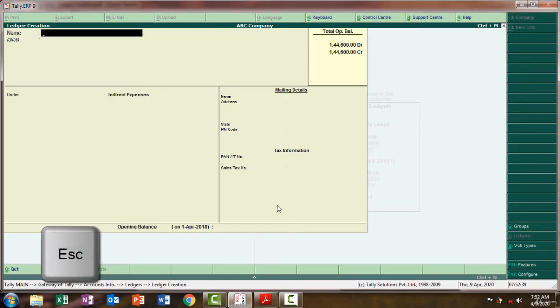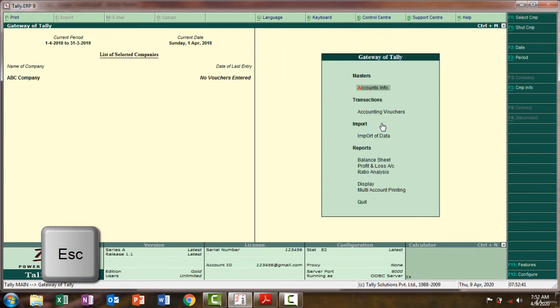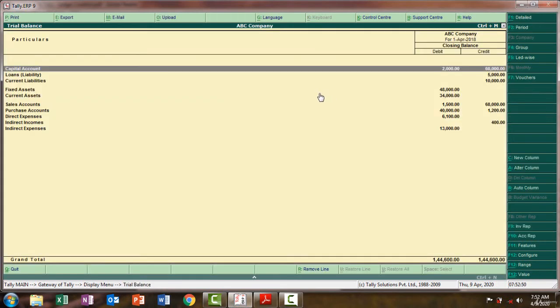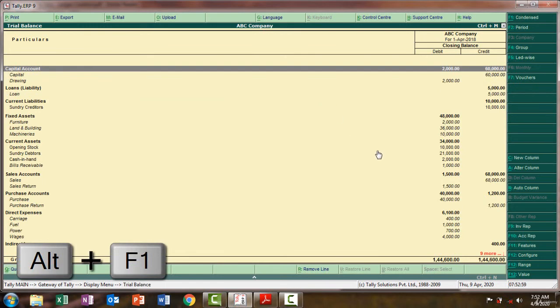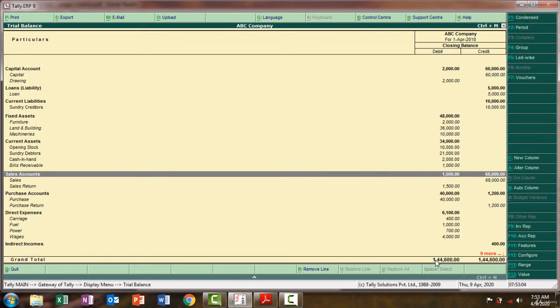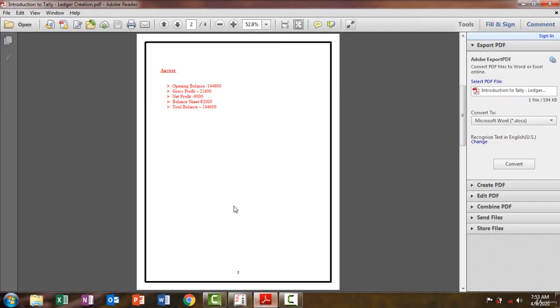Press the escape key, go to the gateway of Tally, then go to display and click trial balance. If you want to see the full information, press Alt plus F1, and you can see the further information. Then the debit side is 144,600 as well, the credit side 144,600, and our answer also 144,600, the opening balance or trial balance.